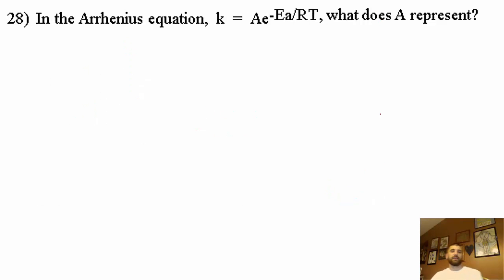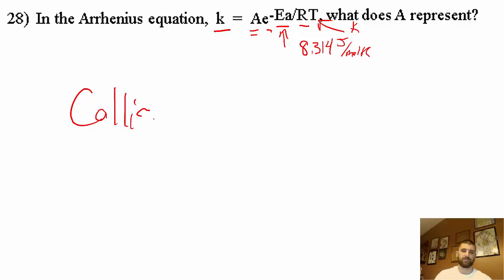All right, so here we got the Arrhenius equation, which you need to be familiar with. So K is that reaction constant. E is that number. And then we got EA, which is the activation energy. R, which is usually what we end up using, joules per mole Kelvin. And T is the temperature in Kelvin. So what is this A? A is the collision factor.